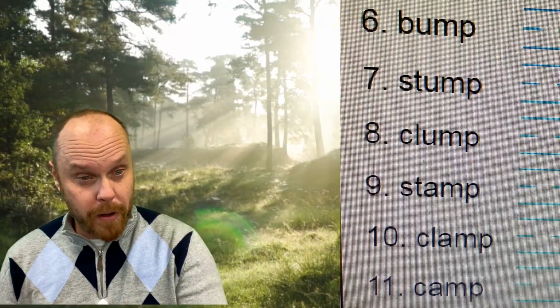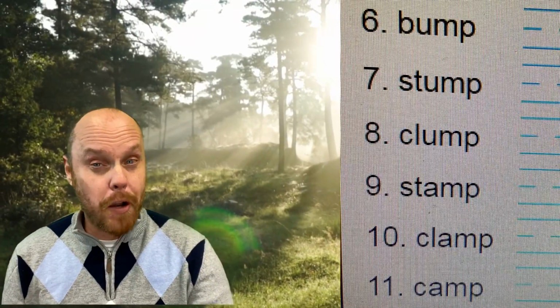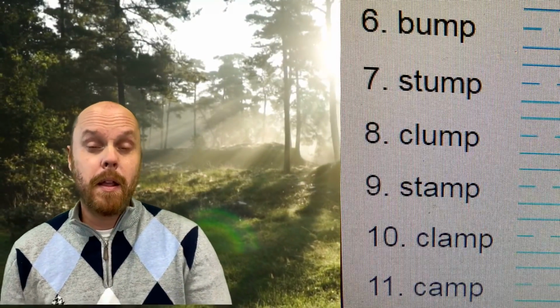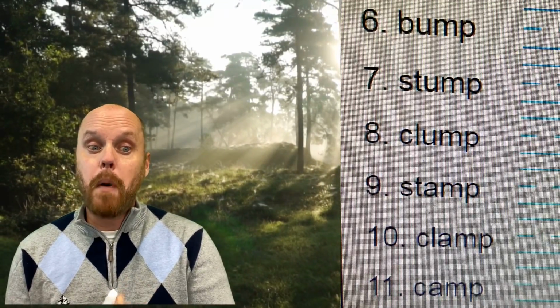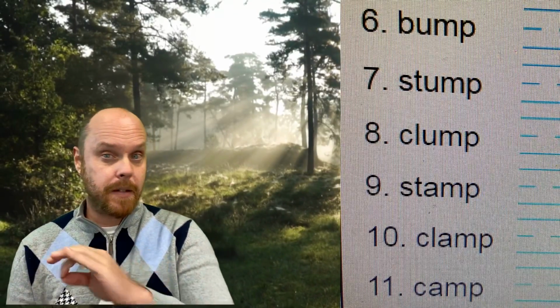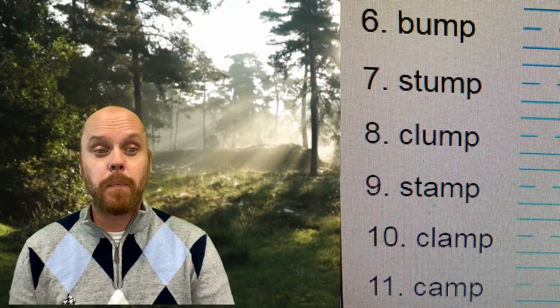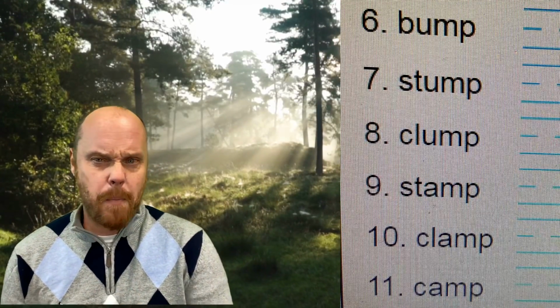Now, before I go any further, those three words also do something that we've been talking about with words. They also rhyme. The end sound is all ump. Bump, stump, clump. So if we were to write poetry and want to use those as some end words, we could, couldn't we? Then we have three more words that have a different sound pattern.